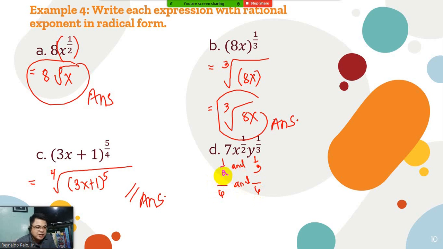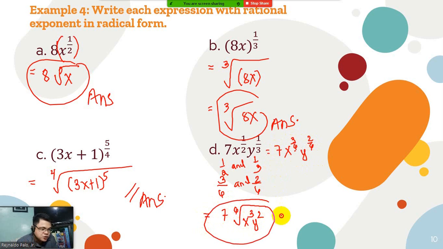6 divided by 2 is 3. 3 times 1 is 3. 6 divided by 3 is 2. 2 times 1 is 2. Now we can write the expression with rational exponent as 7x raised to the power of 3 over 6, y raised to the power of 2 over 6. So as you can see, we now have the same denominator. So therefore, we can transform this as 7 6th root of x raised to the power of 3 y squared. This will be now your answer.